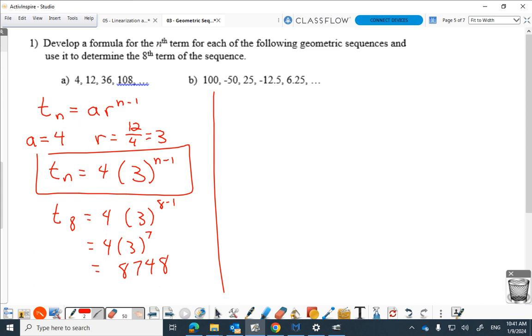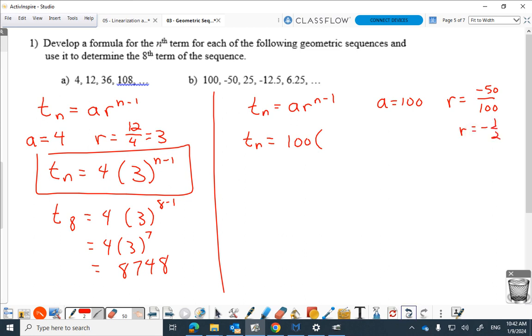So here's B. Do it a little slower, just in case someone's having trouble with this. The A is the first term in the sequence. To get that A, you just look at the sequence and write down the first number there. R is the common ratio, which if it told you it's a geometric sequence, to find the common ratio, just take the second term and divide by the first term. Here I get negative 1/2.